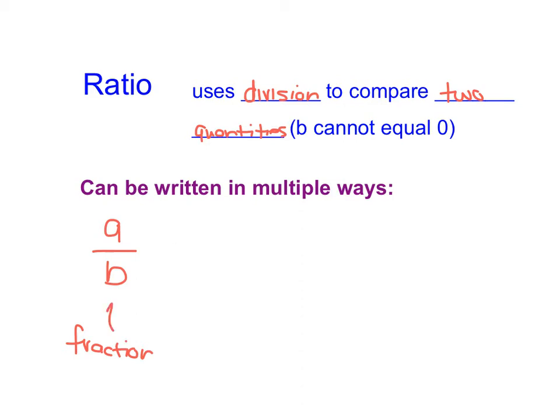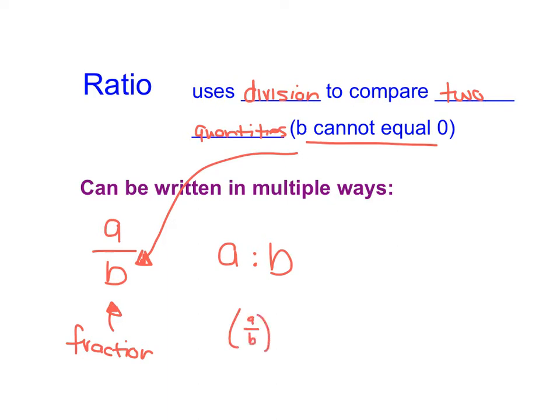So a ratio can be written like a fraction, A over B, and you'll notice it says B cannot be equal to 0. So that bottom number in your fraction cannot be equal to 0, because if you try to divide it in your calculator, you'll get an error. The second way that these can commonly be written is using a colon. So they would say A to B. This is saying the same thing as the fraction. It's just written in a slightly different way.